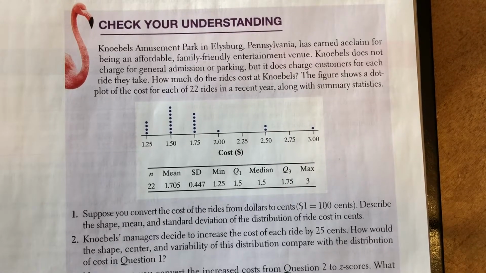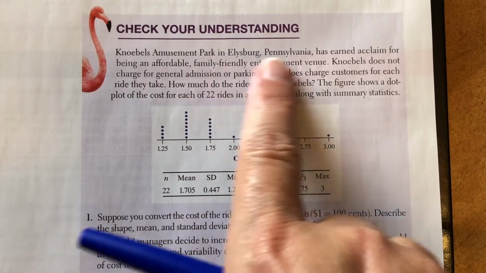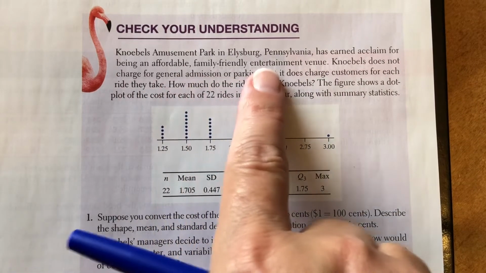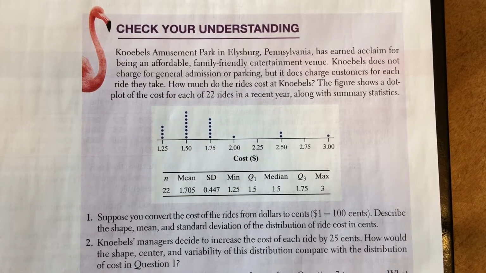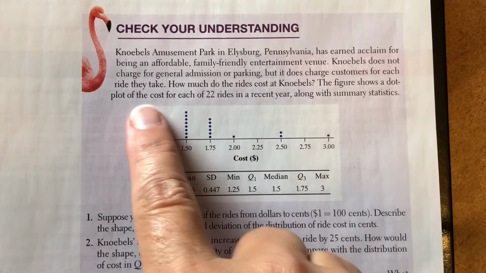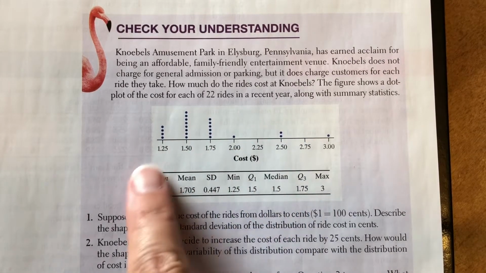Okay, let's do the check and understand on page 103. Noble's Amusement Park in Ellisburg, Pennsylvania, I'll have to Google that, has earned acclaim for being an affordable, family-friendly entertainment venue. Nobles does not charge for general admission or parking, but it does charge customers for each ride they take. And how much do the rides cost at Nobles? Well, the figure shows a dot plot of the cost of each of the 22 rides in a recent year, along with some summary statistics.